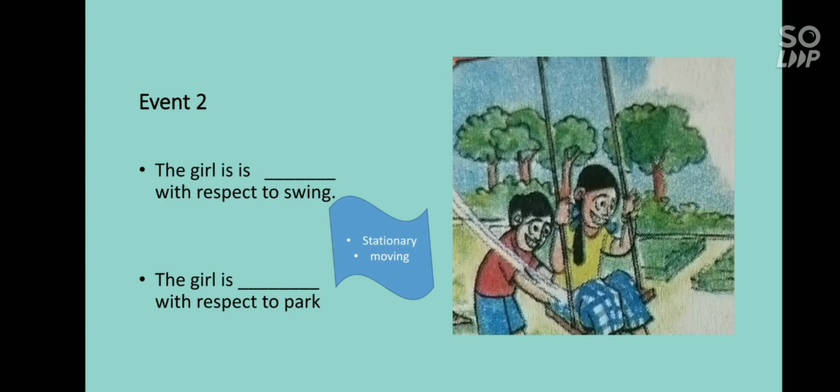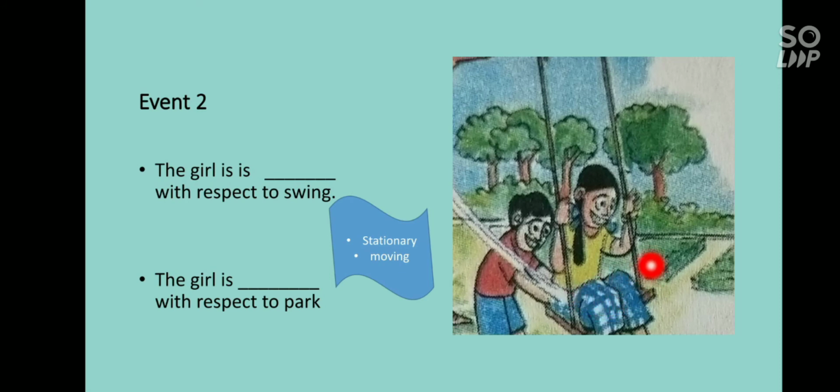So in this example, the girl is stationary with respect to the swing. So that is the swing. She is stationary all the time. She will be sitting on the swing only. Whether the swing moves forward or backward, she will be sitting on the swing. So she is stationary. She remains in a state of rest throughout the playing on the swing.